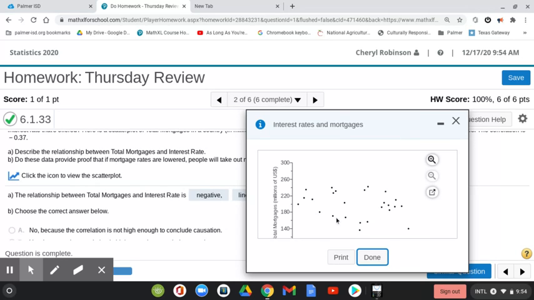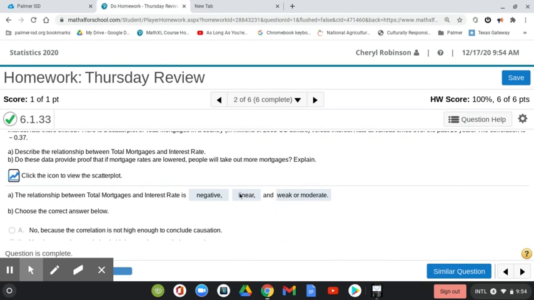And it looks almost flat, but you can tell it's slightly negative. There's no apparent curve, so you assume that it's linear. So we go back to answer the questions. The relationship is going to be negative, linear, and then weak or moderate. Definitely not strong.